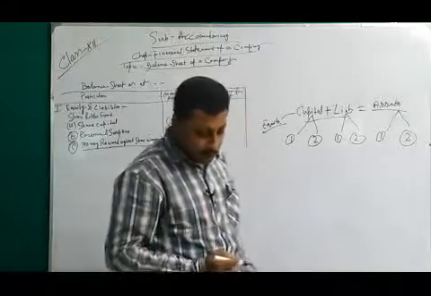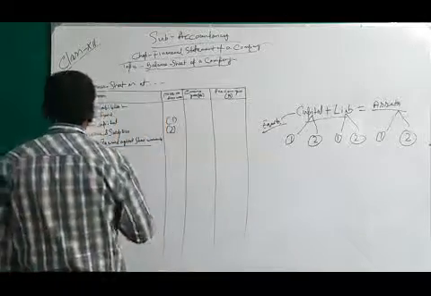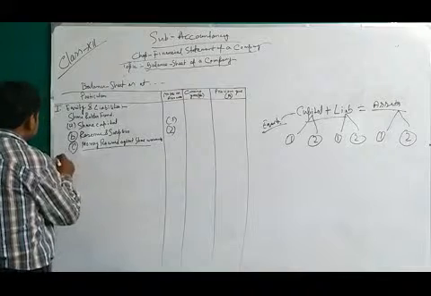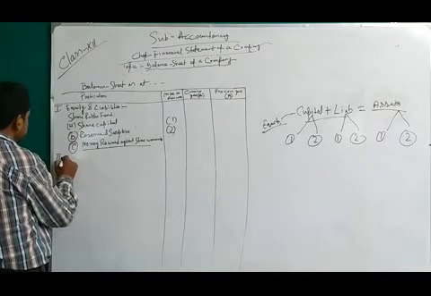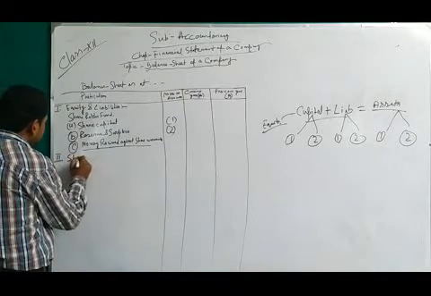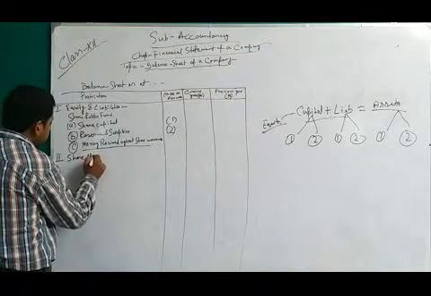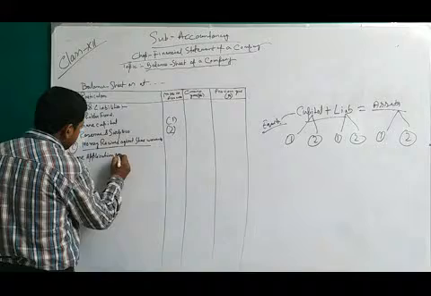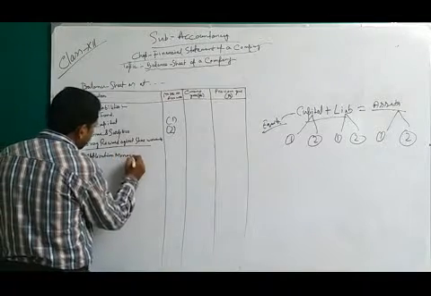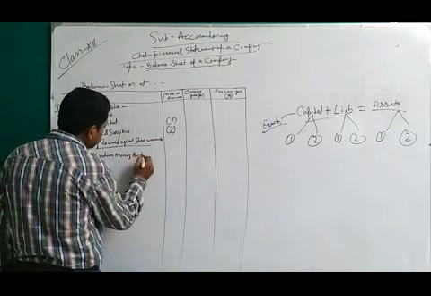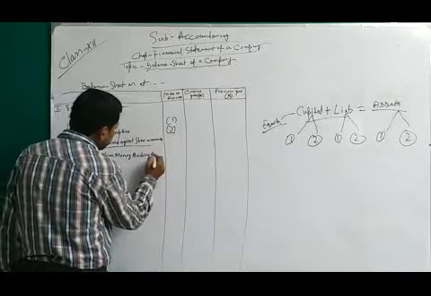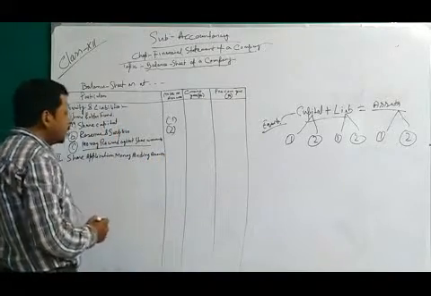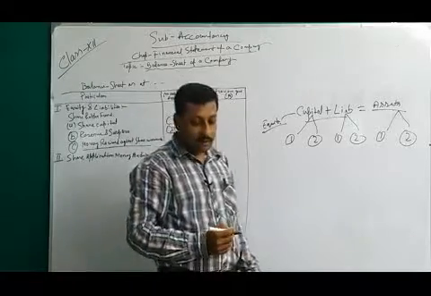Next is number 2. In capital there are 2 headings. This is the number 2 heading: share application money pending amount. So we have to write what the application money pending in share capital is.